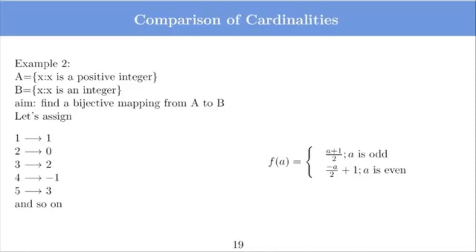Right, let me say it again. In A you have only positive integers, and you want to map these positive integers to every integer. So what you do is you take odd positive integers and map them to their half on the positive side, and then you take even integers and map them to the integers in the negative direction. Okay, so you can prove that using this function you can cover every integer.